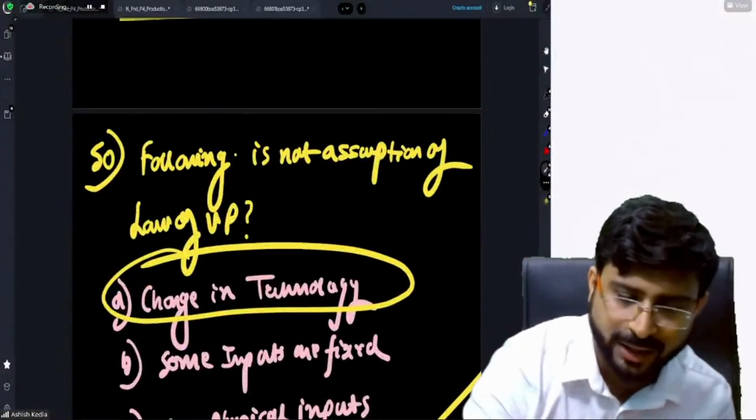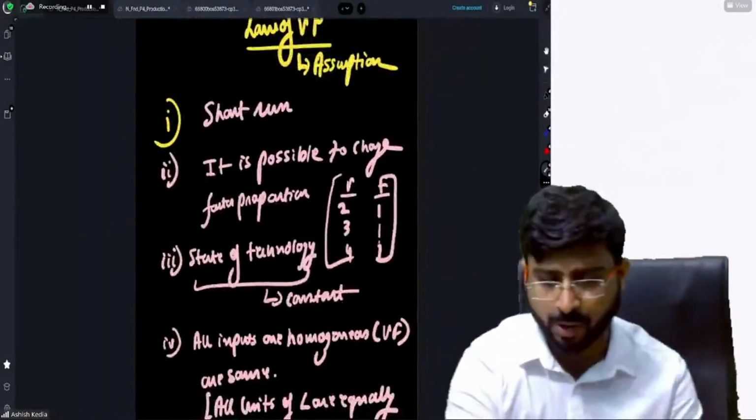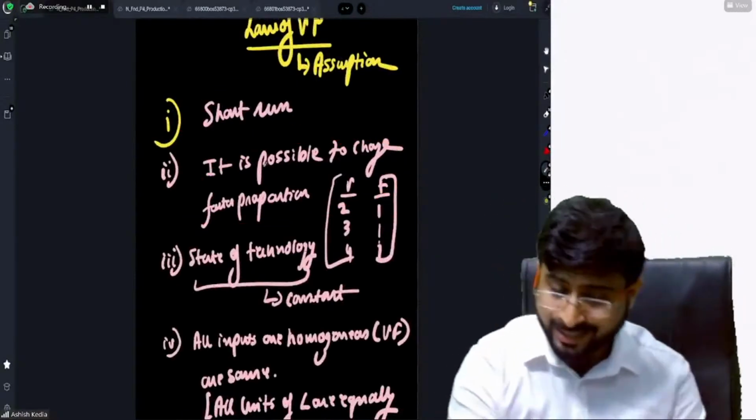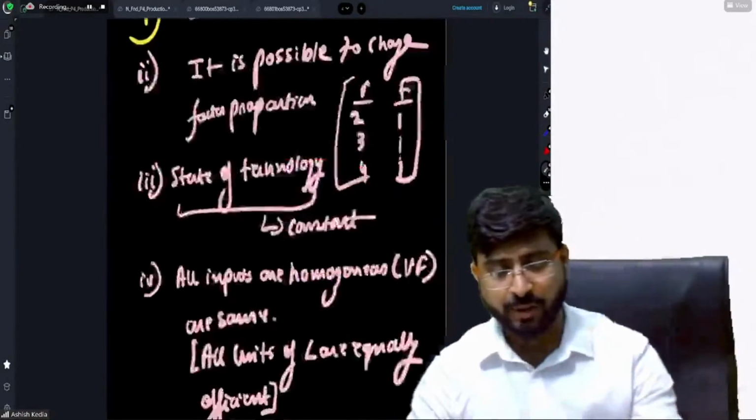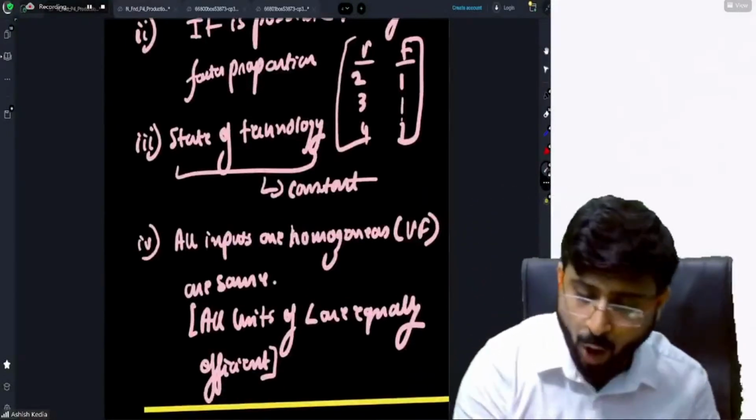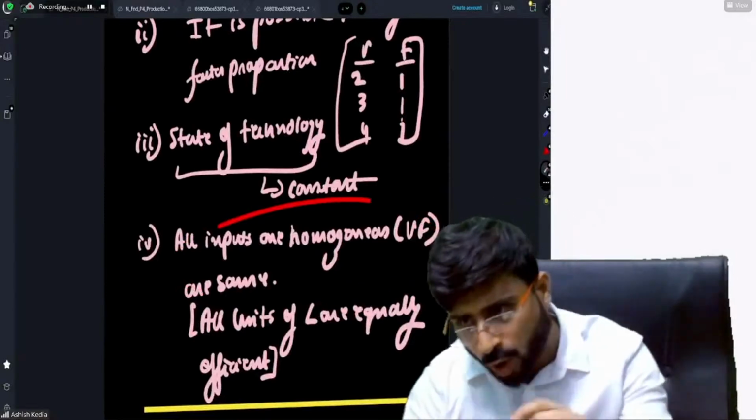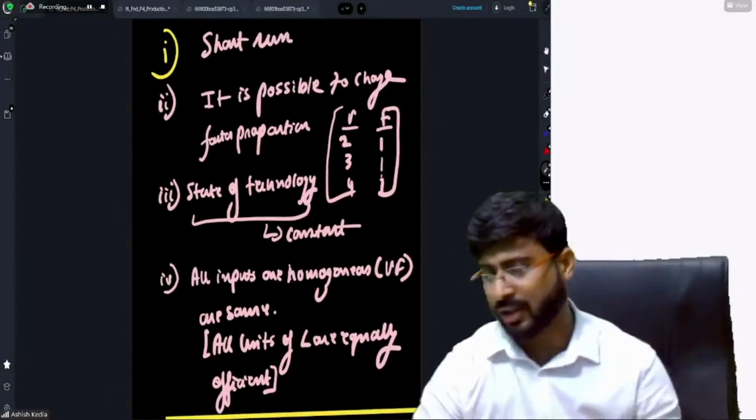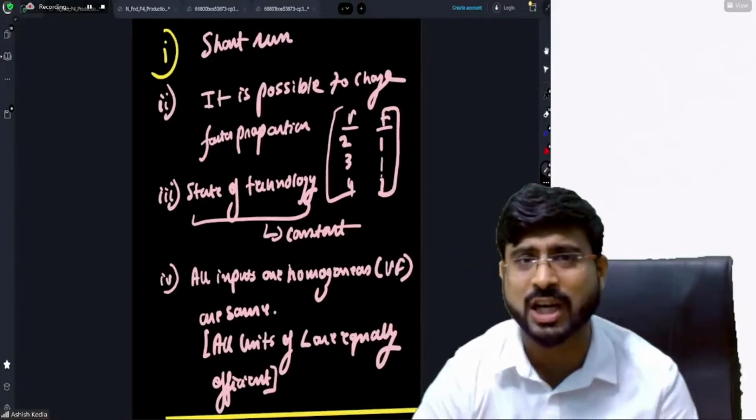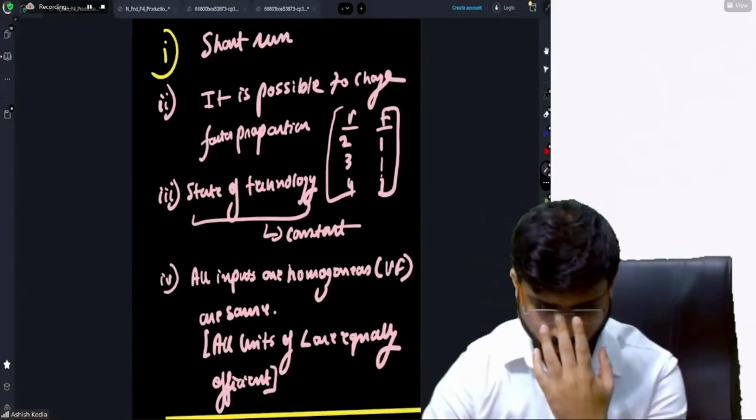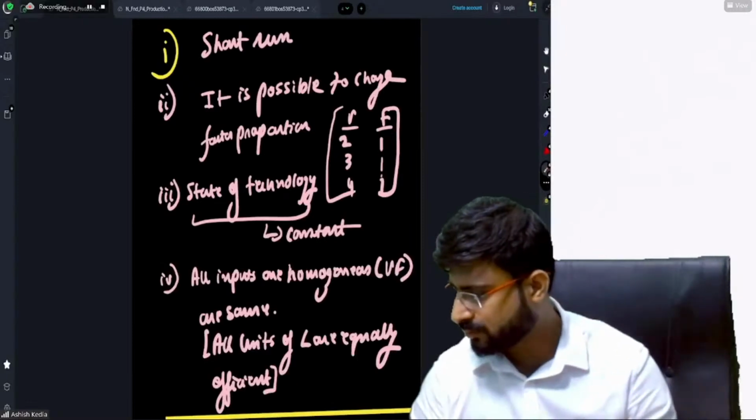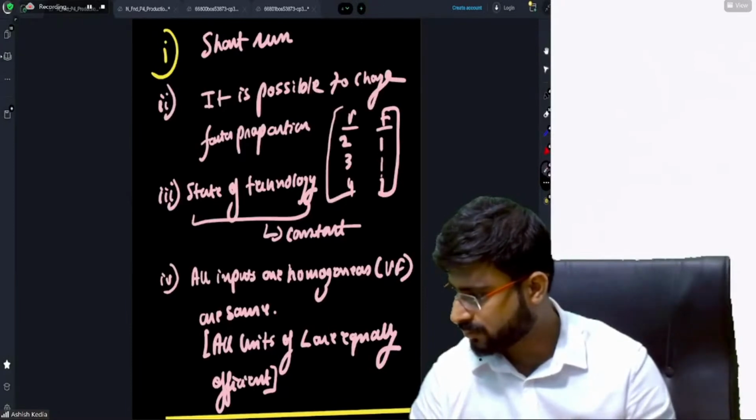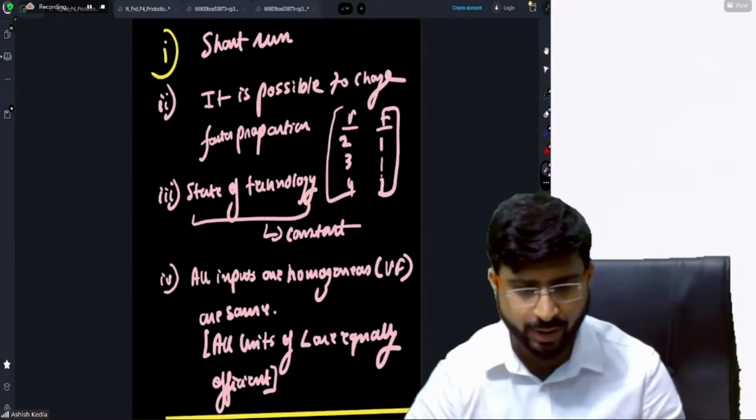So now let's come back. First of all, you will note down. Number one, short run. Number two, it is possible to change factor proportion. Number three, state of technology is constant. Next, all inputs are homogeneous. That is, all units of variable factor are same. Have you noted it down, everyone? If done, then let me know in the chat box, please. Very good.